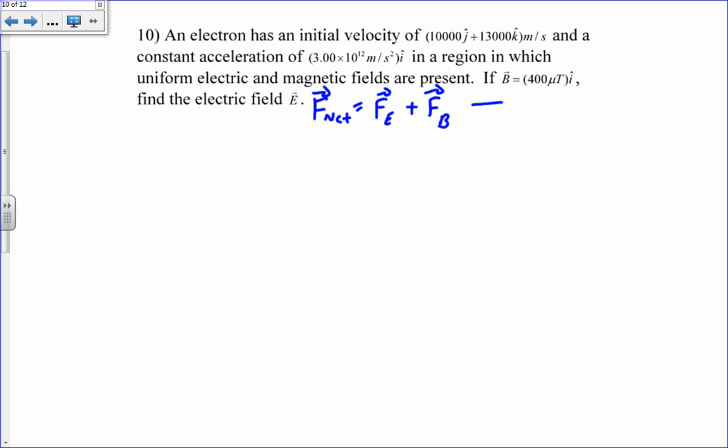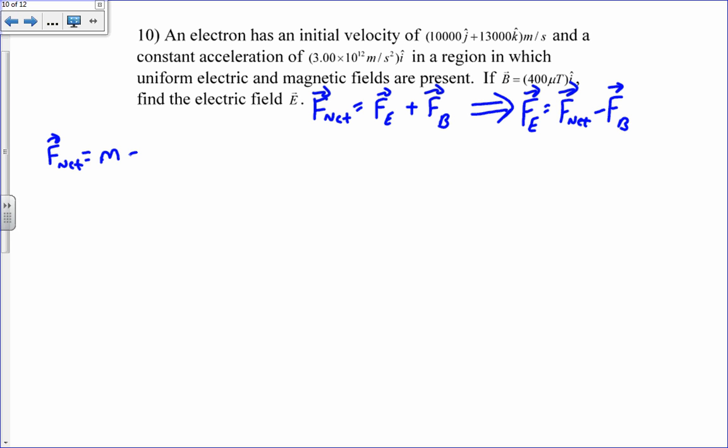So then I can say that Fe is the vector difference of F net minus Fb. So if I find F net and the magnetic force, then I can take the difference in them, and that'll give me my electric force. And if I have my electric force, I can find my electric field. So first let's find the net force.